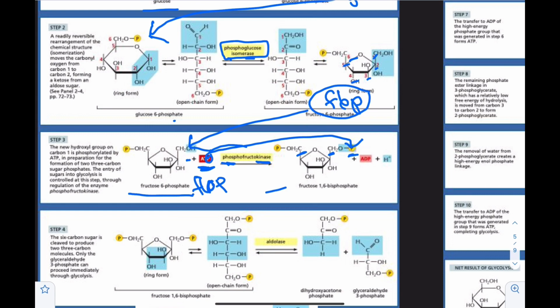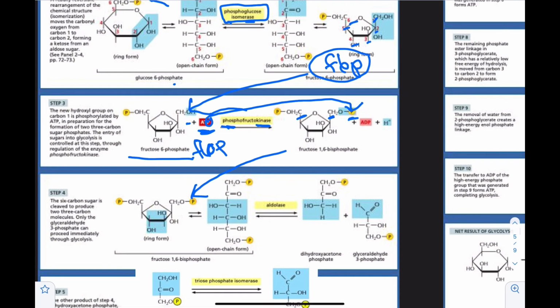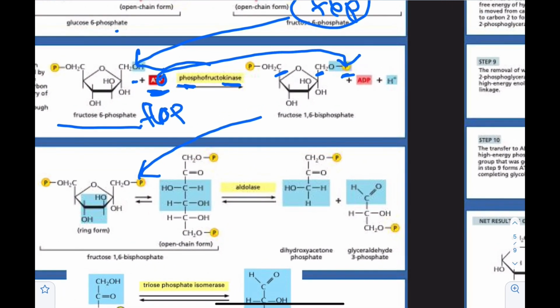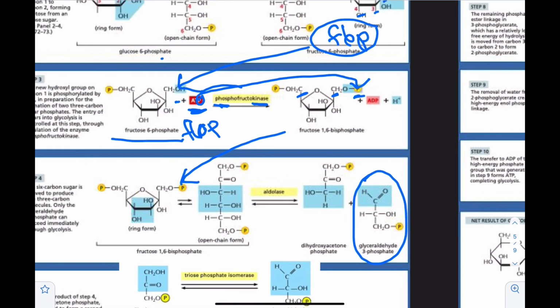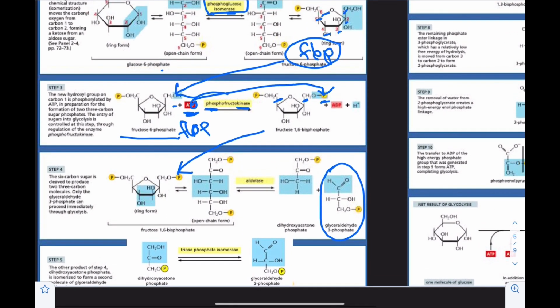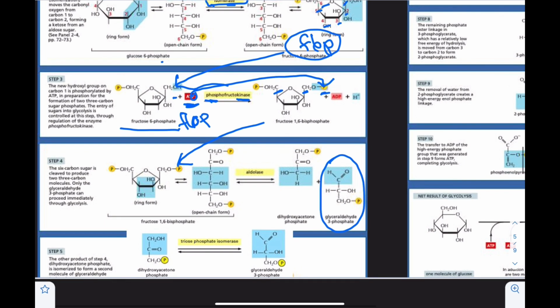So then what happens to fructose 1,6-bisphosphate is that it's split into two 3-carbon molecules. One is called dihydroxyacetone phosphate, and the second one is glyceraldehyde 3-phosphate, and that's what we want. This is the molecule we need. So we need two of them. So what happens is this one gets sent here and converted.